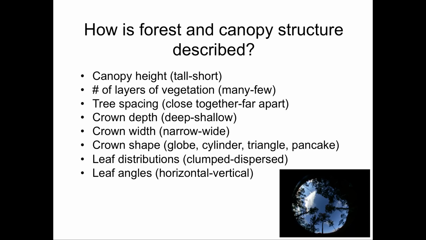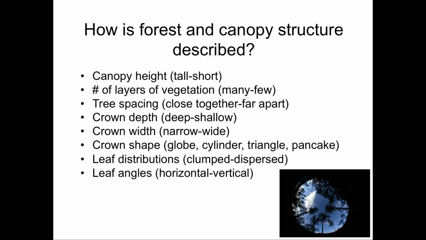In addition to just the depth and the width, the combination of the two creates shape. Are the crowns globular, shaped like a globe? Are they more like cylinders? Are they triangle shaped, like a conifer, a balsam fir? Are they pancake shaped, which would mean that they're shallow in depth but wide in width?